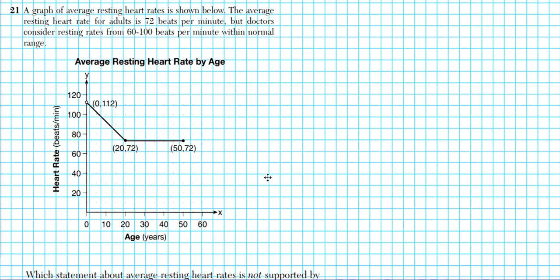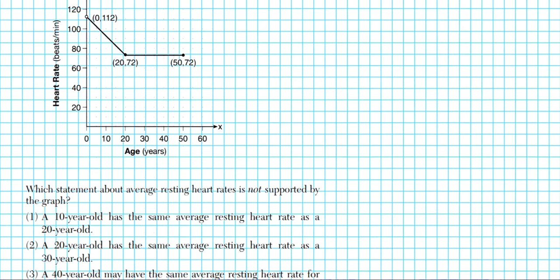The average resting heart rate for adults is 72 beats per minute, but doctors consider resting heart rates from 60 to 100 beats per minute within normal range. So the question is, using this graph above, which statement about average resting heart rate is not supported by the graph? Okay, so let's go ahead and write down the notation for the function that this graph represents.